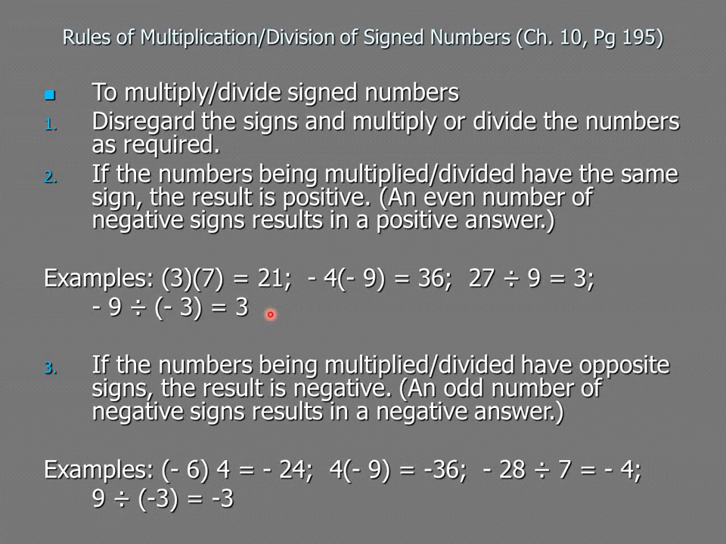Okay? So, for example, 7 times 3 is 21. Negative 4 times negative 9, you just multiply 4 and 9, that becomes 36. But you counted there are 2 negative signs, so the answer will be positive, right? Same here, 27 divided by 9 is 3. Negative 9 divided by negative 3, you just divide 9 by 3, that makes 3. Then you look at the signs, right? How many negative signs do you have? 2, so it will be a positive number then, right?